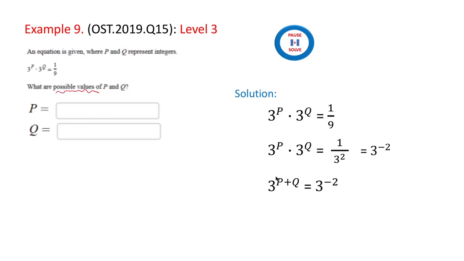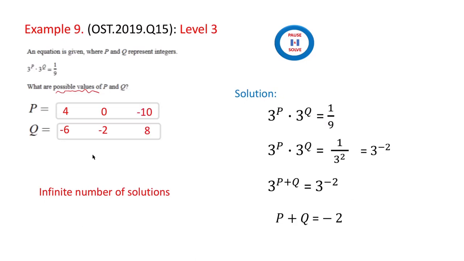So now P plus Q is equal to -2, which means there are a lot of answers, an infinite number of solutions. You can take, for instance, 4 and -6. You can take 0 and -2. You can take -10 and 8, and more and more. So what they want you to give is a few examples, maybe a couple of examples here, that will do the job, okay?